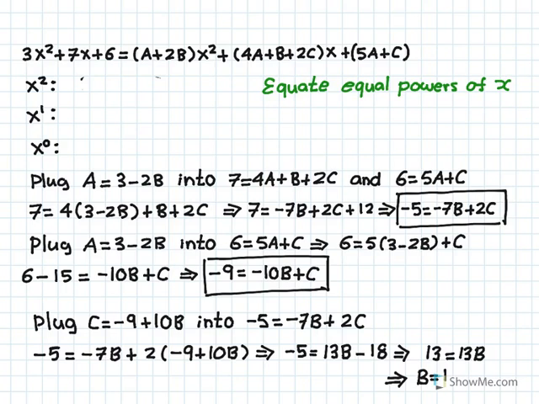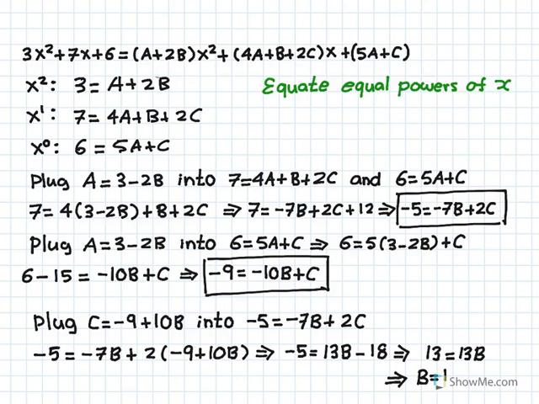Alright, so what we have is 3x squared plus 7x plus 6 is equal to A plus 2B times x squared, plus 4A plus B plus 2C times x, plus 5A plus C. We're going to equate equal powers of x and solve for A, B, and C. On the left-hand side, the coefficient of x squared is 3, equal to the coefficient of x squared on the right-hand side, A plus 2B. The coefficient of x on the left-hand side is 7, and on the right-hand side it is 4A plus B plus 2C. The constant coefficient on the left-hand side is 6, and on the right-hand side it is 5A plus C.